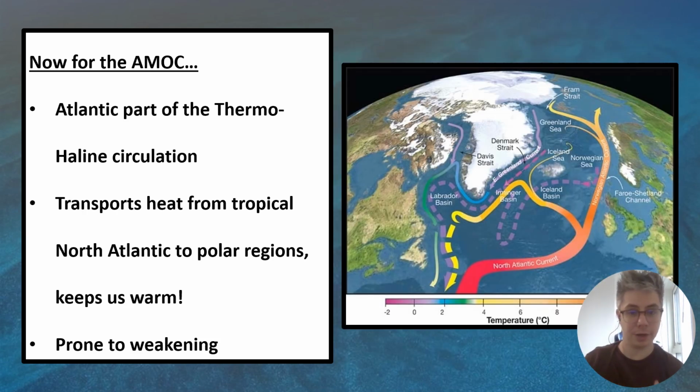So now we're going to look at the AMOC, which is the Atlantic Meridional Overturning Circulation. This is the Atlantic part of the global thermohaline circulation. It transports heat from the tropical regions to the North Atlantic, polar and subpolar areas, which keeps us warm. But if we look through the Earth's climatic history, we have several examples where this has weakened, which has caused cooling in places like Europe. And we can see this from evidence in the ocean mud and the different information we can get from that.